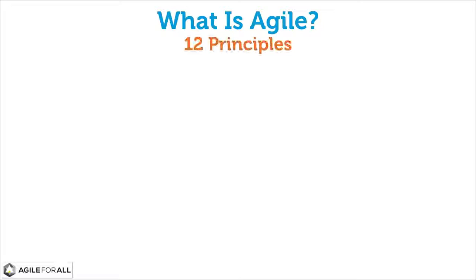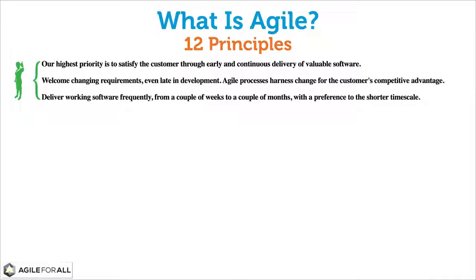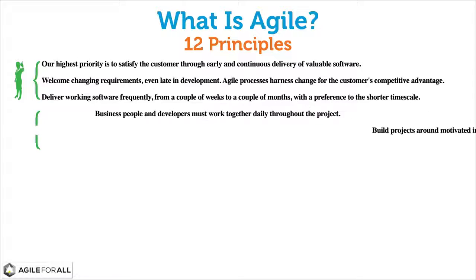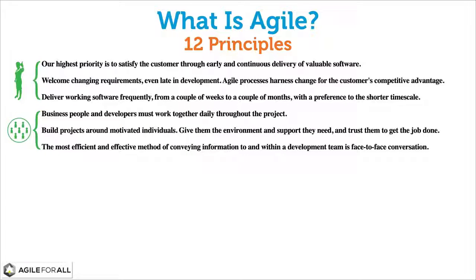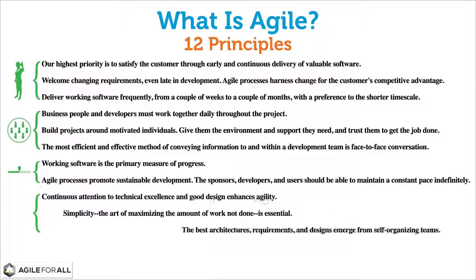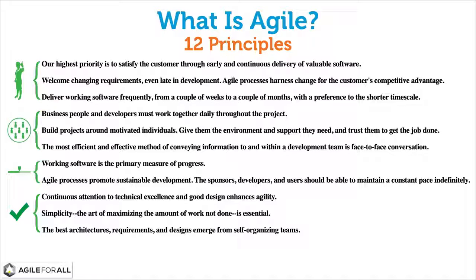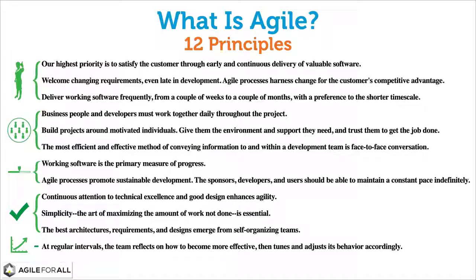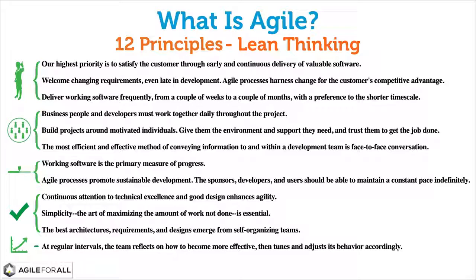Next, let's take a look at the 12 principles in the Agile Manifesto. The first 3 principles focus on how to delight customers. The next 3 focus on the team and how they do their work. The next 2 principles focus on how we view progress through an Agile lens. The next 3 describe how to ensure we are building the right thing, the right way. And the final principle is about continuous improvement. Those familiar with the Lean movement, based on the Toyota production system, will notice quite a few similarities between the Agile principles and Lean thinking.